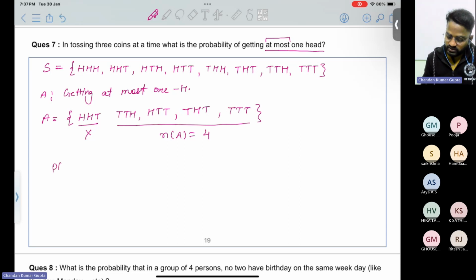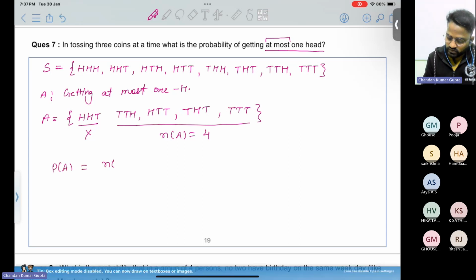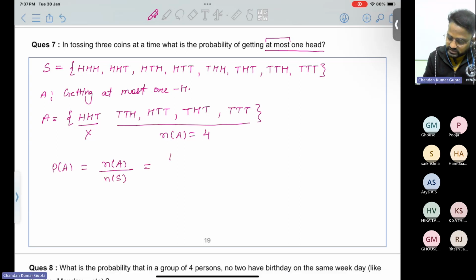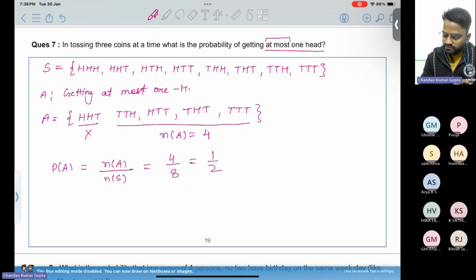So the probability of A is what? Number of elements in A upon number of elements in the sample space. This is equal to 4 by 8, which is 1 by 2. Okay.